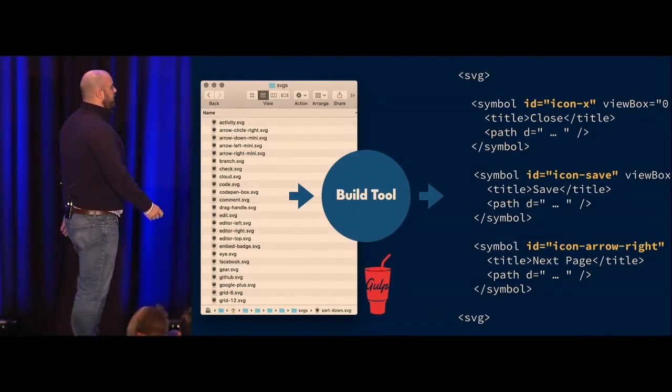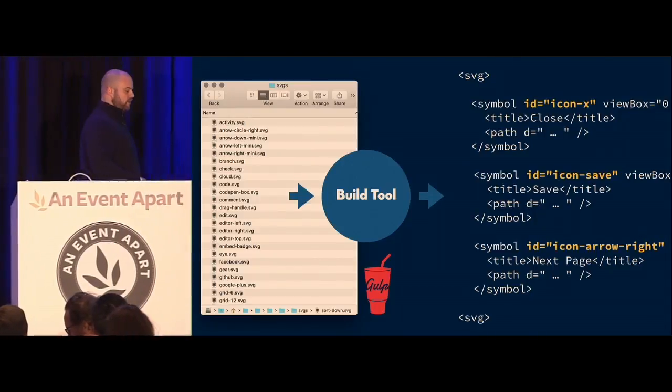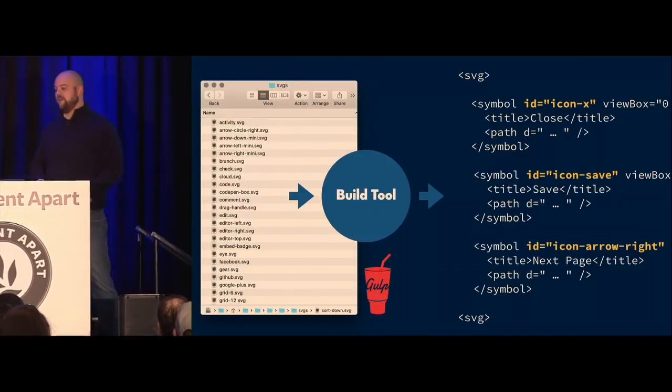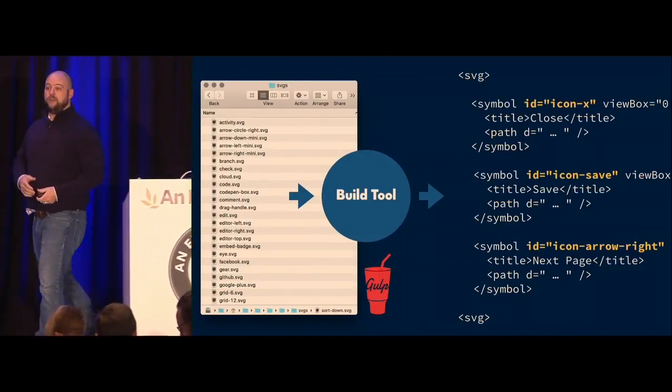So for a long time, I thought this was the bee's knees, the coolest way ever to do an icon system, and it still works, and it's fine. If everybody uses this pattern, I think it's perfectly fine. I just think it could possibly be a little easier.